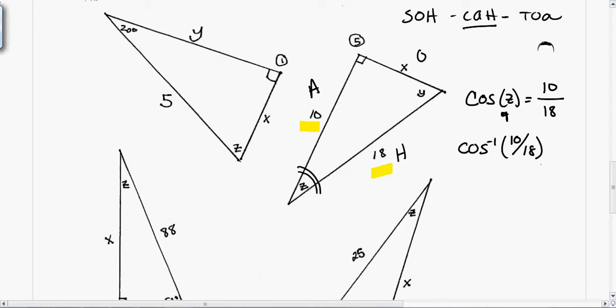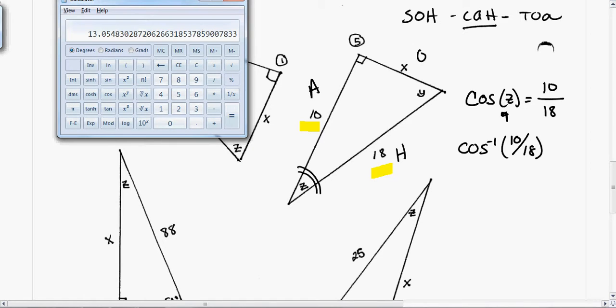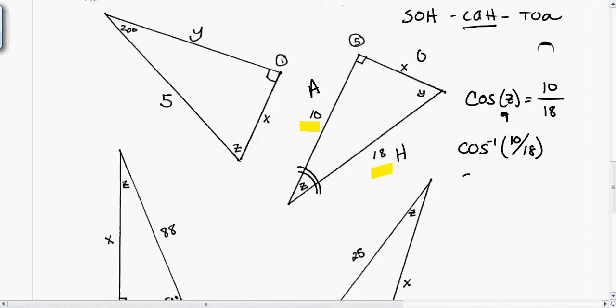And I've got a couple ways I can do this. If I have a graphing calculator, I can hit the second cosine series of buttons, but I'm going to use the table of values that I have in my scientific calculator. 10 divided by 18 is 0.555 repeating. So I'm looking for the inverse cosine of 0.555 repeating. And this is a good method to use if you're just using a really simple calculator, maybe one on your phone, or you have just a 4-function calculator, or you don't even have a calculator and you're dividing 10 by 18 by hand.